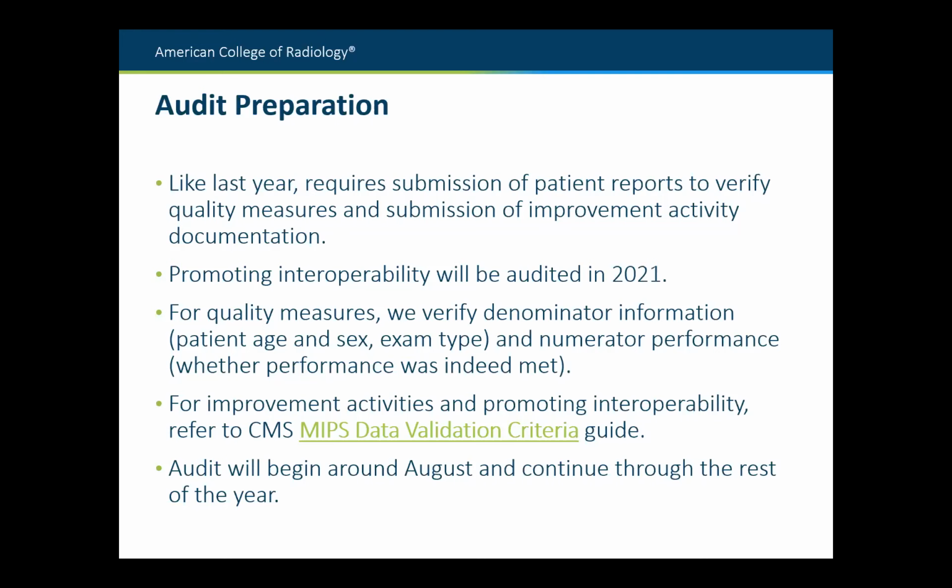We'll begin reaching out to facilities around August, and we'll continue that through the rest of the year. So if we contact you at any point through the year, just be aware that we're auditing quality and improvement activities and PI. So, if you're submitting your quality measures now, we'll start auditing those. If you haven't chosen your IAs yet, then we'll audit those when it gets closer to submission time, when you actually submit them. But to help us out, if you want to choose your IAs early so we can go ahead and knock out that part of the audit, that'd be great.